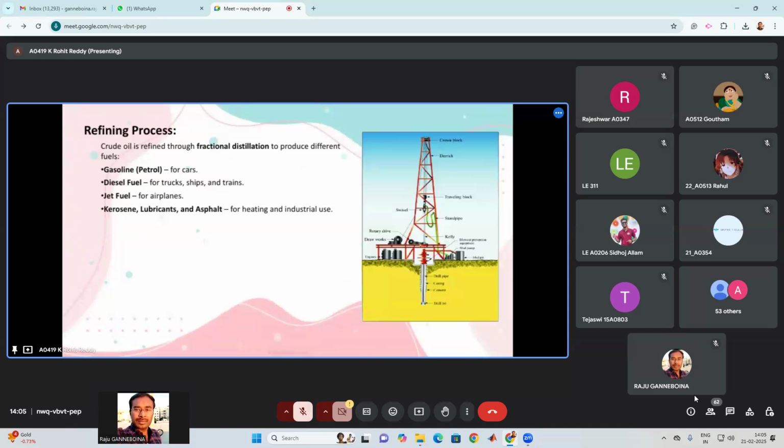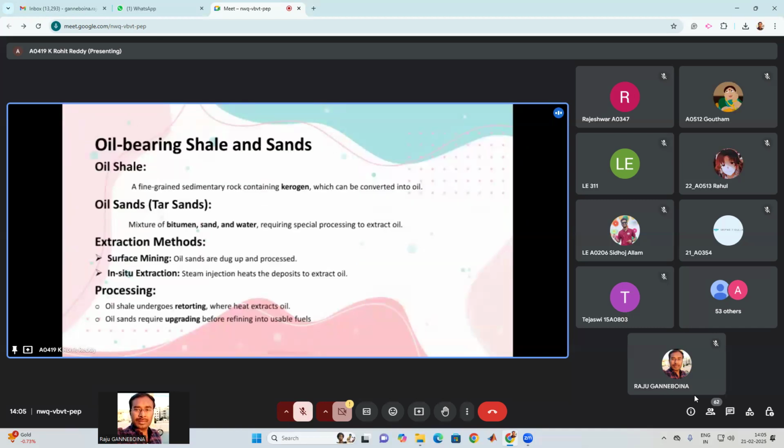Yeah, the refining process. The oil is further refined and converted into gasoline for cars, diesel fuel for trucks, ships, and trains, jet fuel for aeroplanes, and kerosene, lubricants, and asphalt for heating and lubricant use. And the third one is oil-bearing shale and sands.